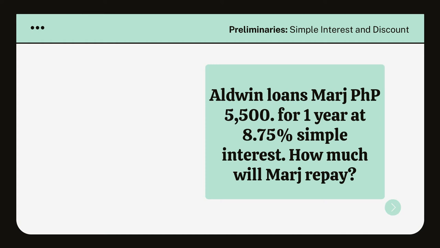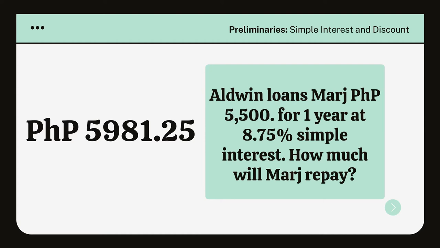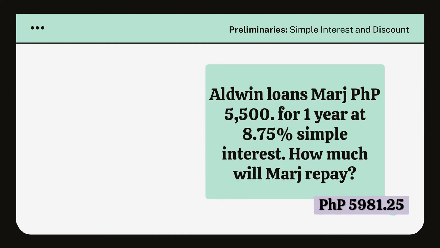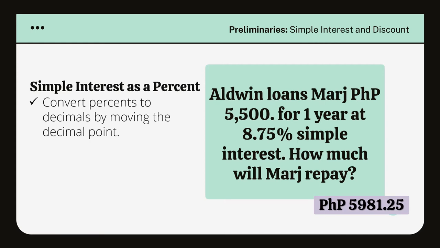So in this case, binigyan na lang tayo ng rate. Alright, so the answer is 5,981.25 pesos. What's the reason for that? Okay, simple interest as a percent. Hindi na tayo binigyan ng actual money count or actual value for the interest. For this part, we are now going to compute the interest, okay? So the simple interest as a percent, you just need to remember that you need to convert the percents to decimals by moving the decimal point.